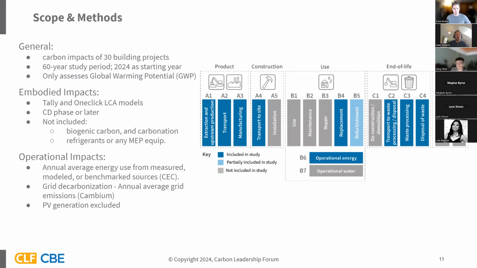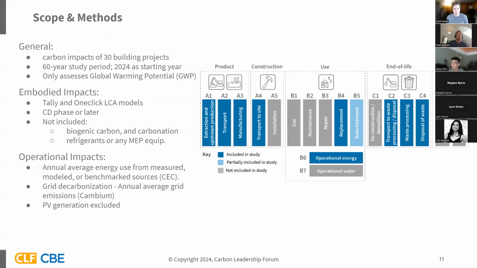And a lot of this was focused on making sure that the buildings can be compared against one another. So we had to limit the scope in order to allow for more comparability across the results. That led to the exclusion of biogenic carbon, carbonation, the leakage of refrigerants, and the embodied impacts of MEP systems.